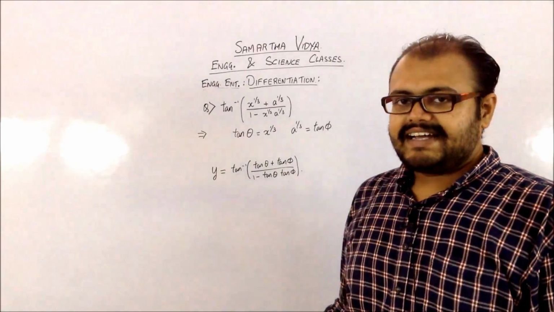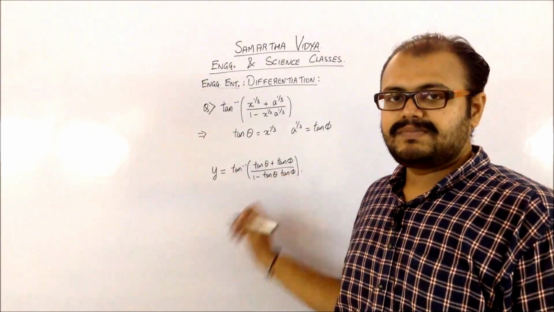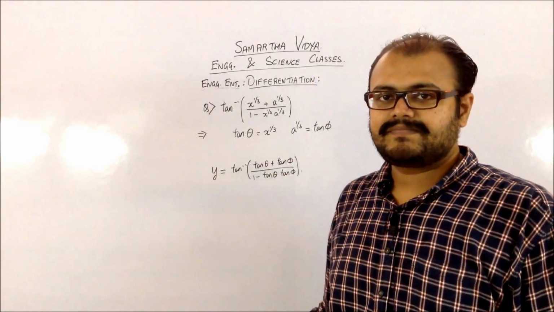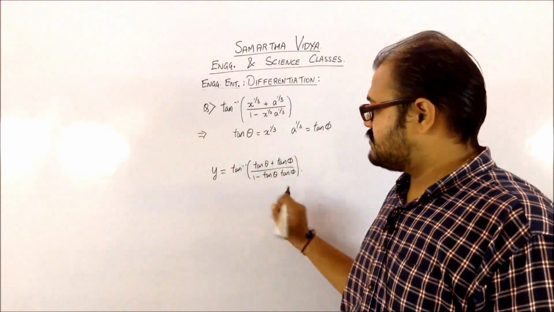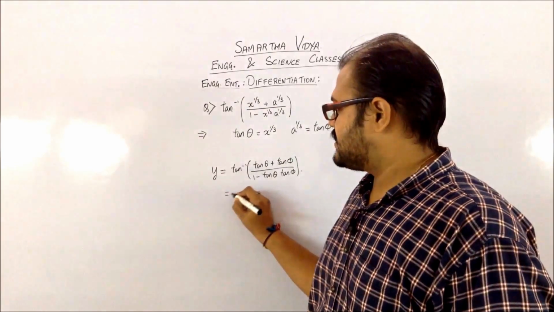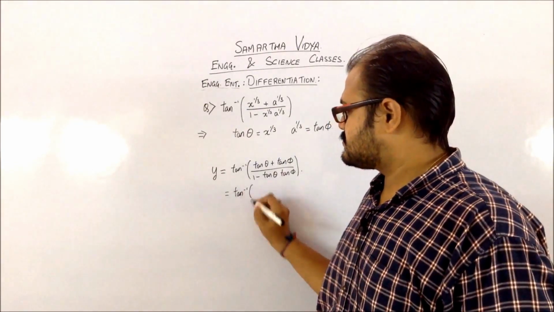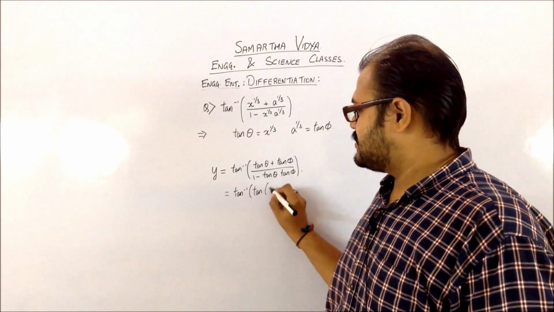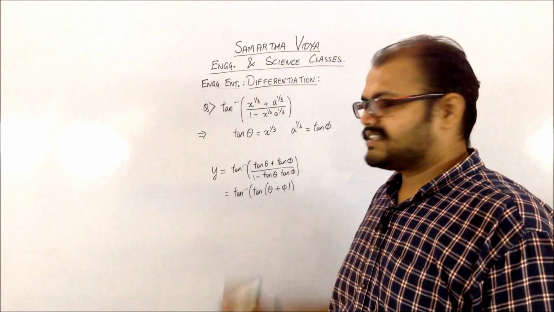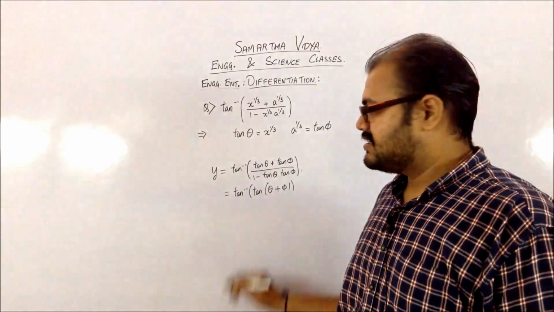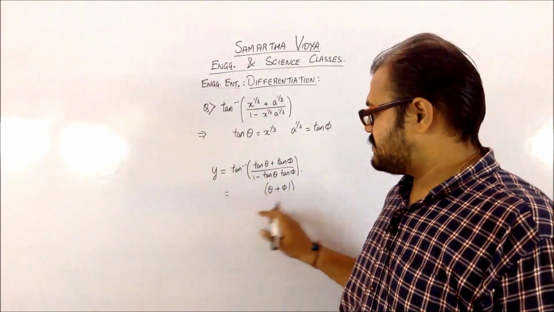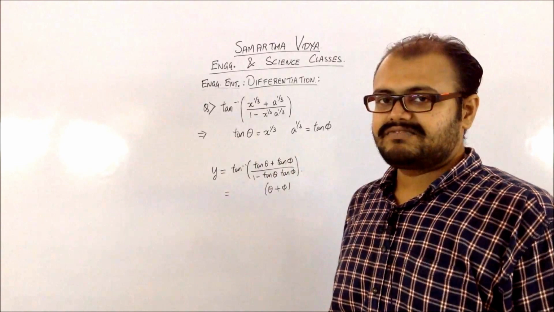You can see that there is a tan inverse term, so it should click in your mind that you should have a tan term inside it to nullify it. This particular formula is nothing but the formula for tan of a plus b. So this becomes tan inverse of tan of theta plus phi. The tan inverse and the tan get nullified, so you will get theta plus phi. But you need to find what theta plus phi is going to be. That can be seen from this case.